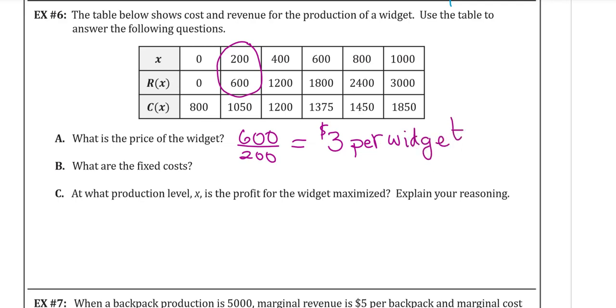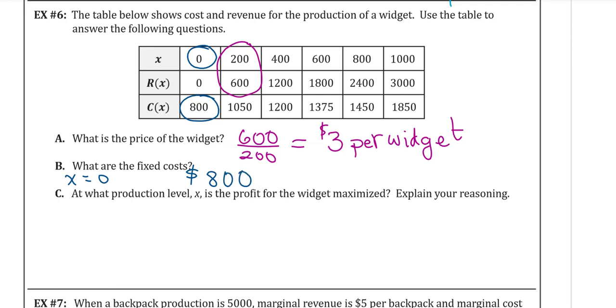Part B then asks, what are the fixed costs? Well, fixed costs happen when X equals 0. And again, those are things like rent and insurance and taxes and things of that nature. So when X is 0, we have a cost of $800. So our fixed costs are $800.